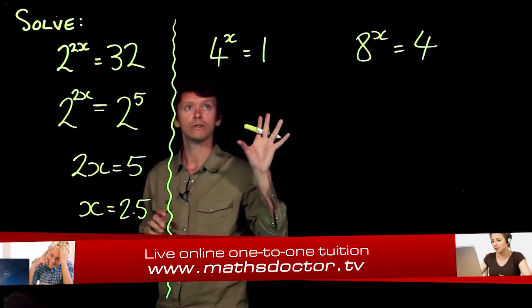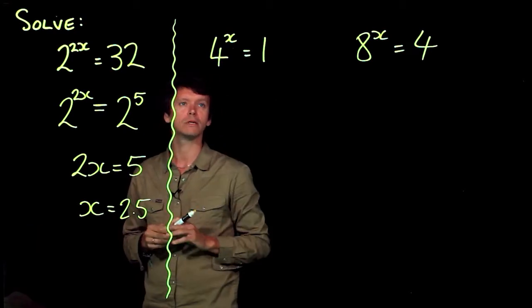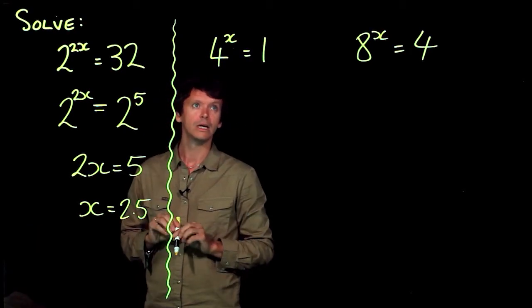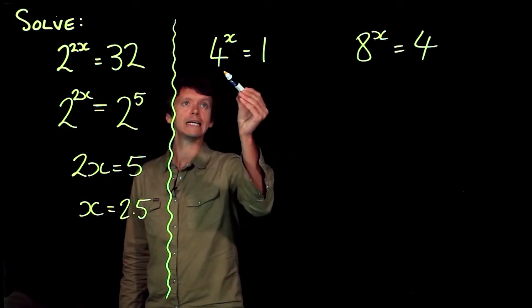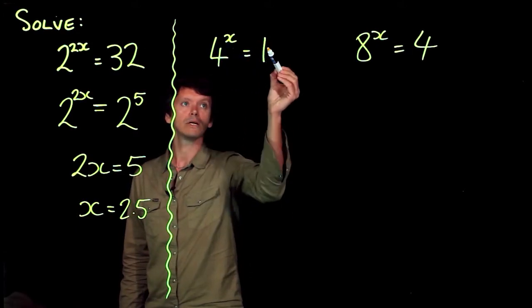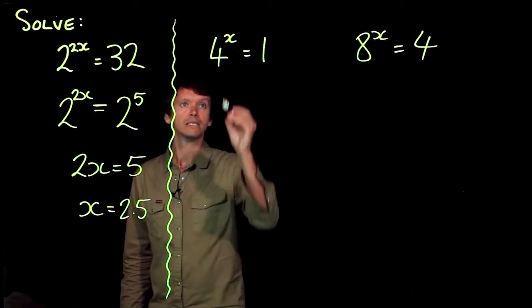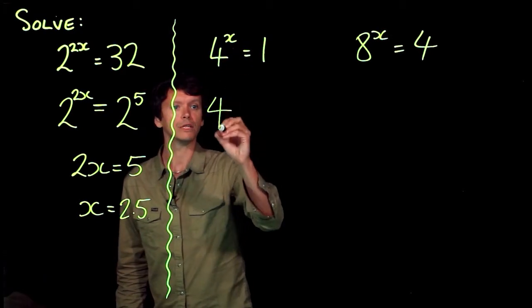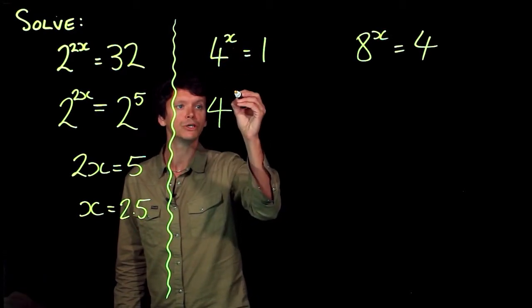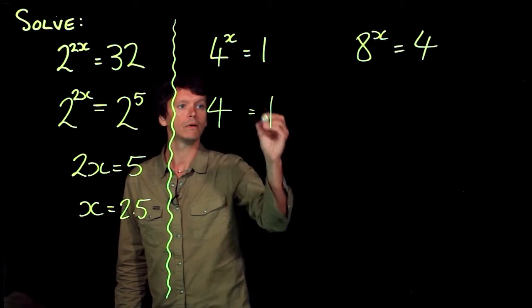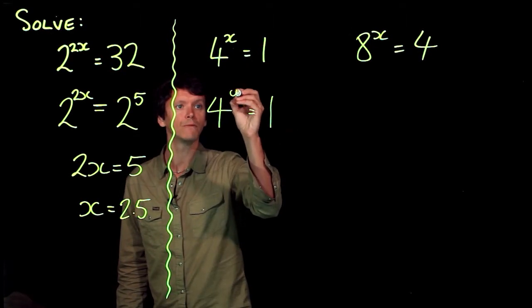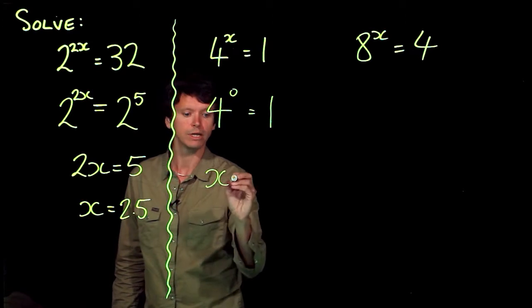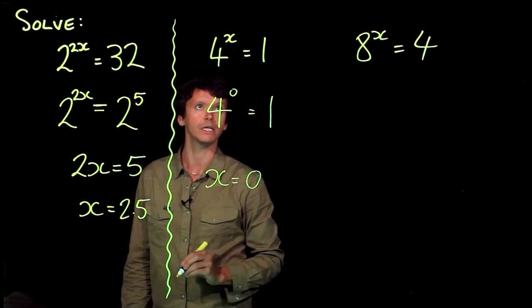This one relies on recognition of the fact that we looked at in a previous video, that anything raised to the power of 0 equals 1. So the only thing that we could raise any number to equal 1 is to the power of 0. Therefore, we know that x equals 0.